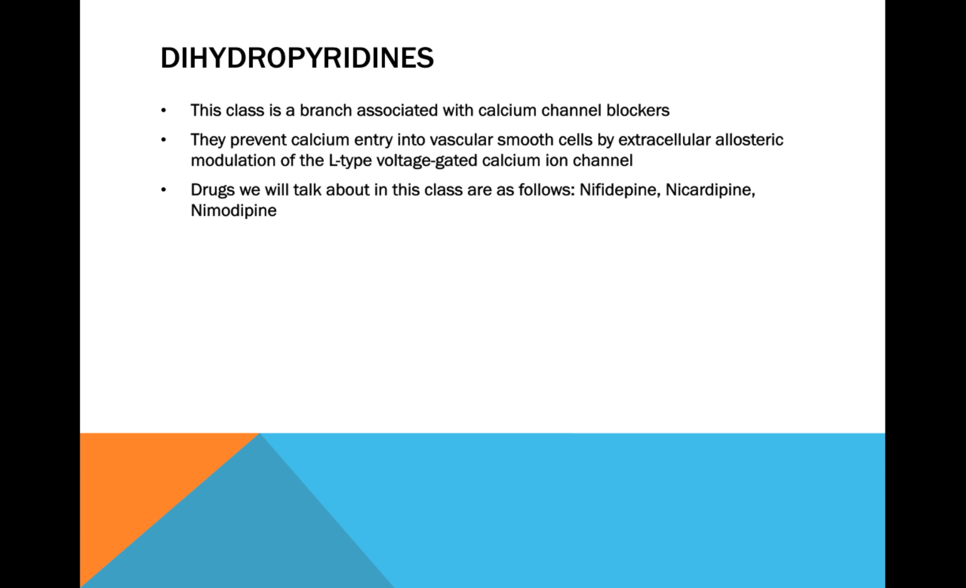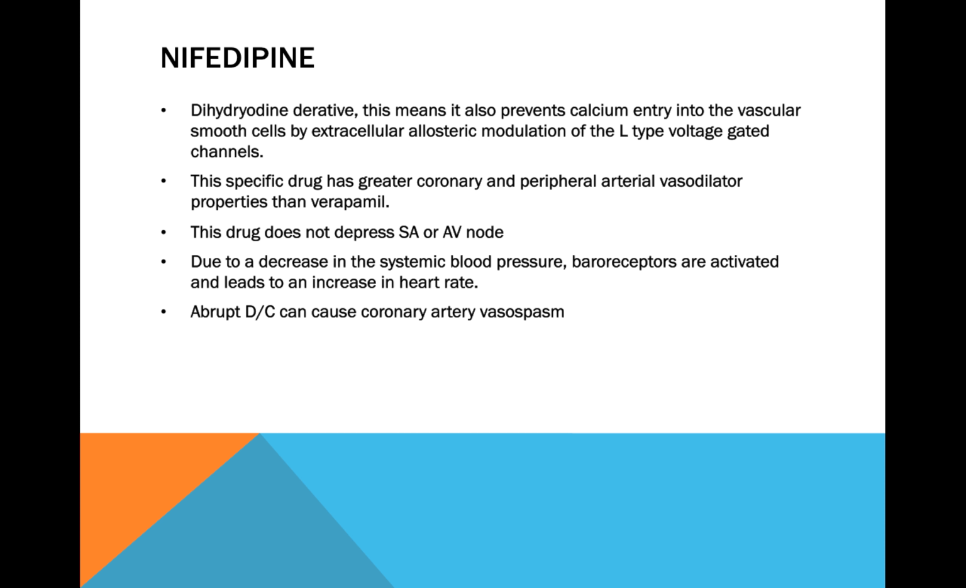Dihydropyridines. This class is a branch associated with calcium channel blockers. They prevent calcium entry into vascular smooth muscle cells by extracellular allosteric modulation of the L-type voltage-gated calcium ion channel. So drugs we will talk about in this class are as follows: nifedipine, nicardipine, nimodipine. All of these very important.